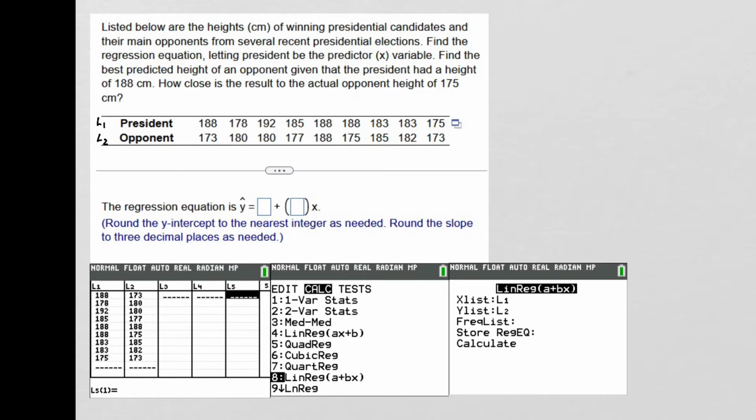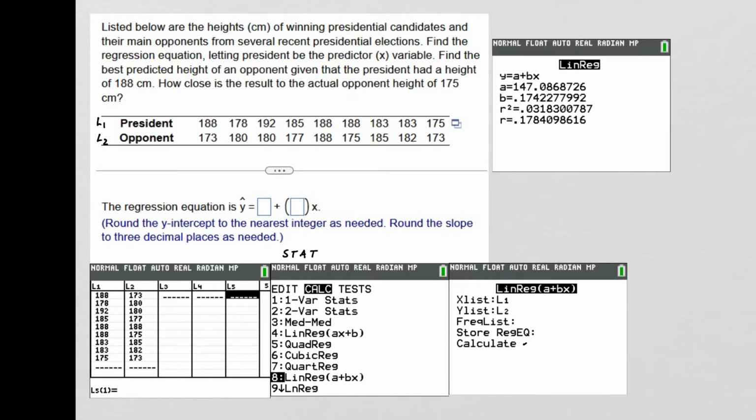So I've taken this data and I've put it into lists 1 and 2 in the calculator. And then I'm going to click Stat and go over to Calculate and choose number 8, which is linear regression A plus BX, because that's the format that they give in the homework question. So when I choose that, my X list is L1 and my Y list is L2. So then I'm going to go ahead and calculate, and I'll get my result. And I've got that right here.